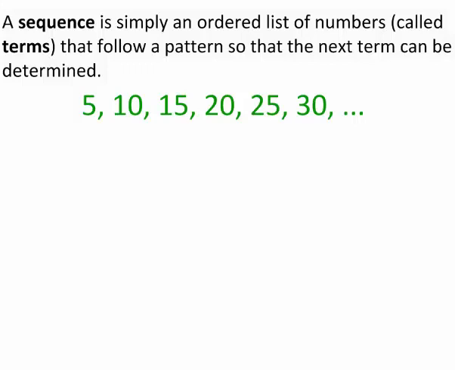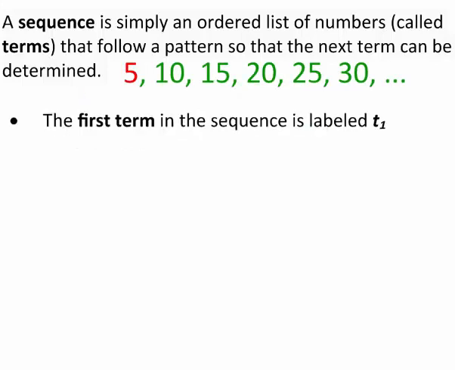This one is 5, 10, 15, 20, 25, 30. You might be able to see the pattern, and we want to recognize that they're in a particular order. Our first term is the number 5, then we have the second term, and the third term, etc. And we can even call this T for term. The first term in a sequence is a special one, and we label it as T1.